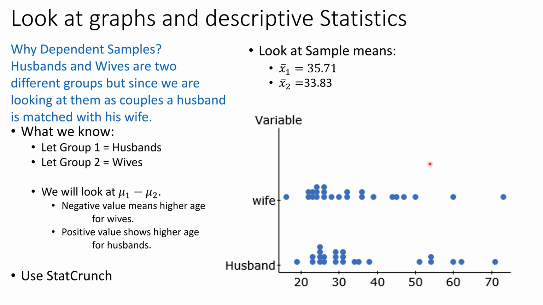From dot plots, the trend of the difference is hard to tell, but you can always compare the sample means. Because the sample mean in group 1 is larger than the sample mean for group 2, I will say the mean age for wives is higher.